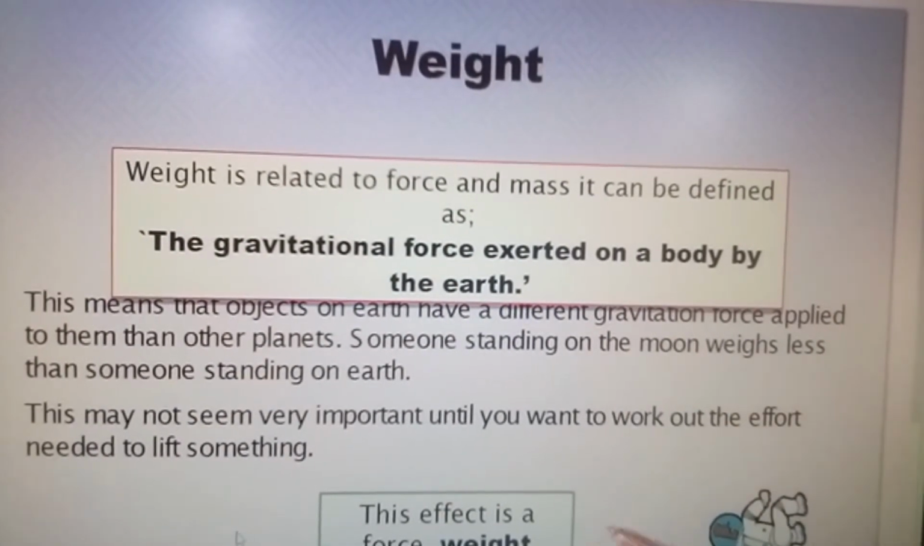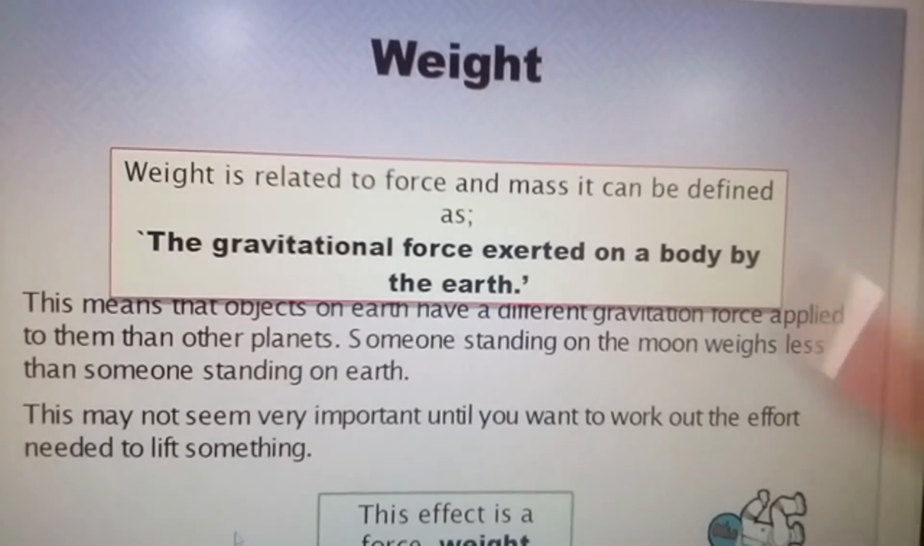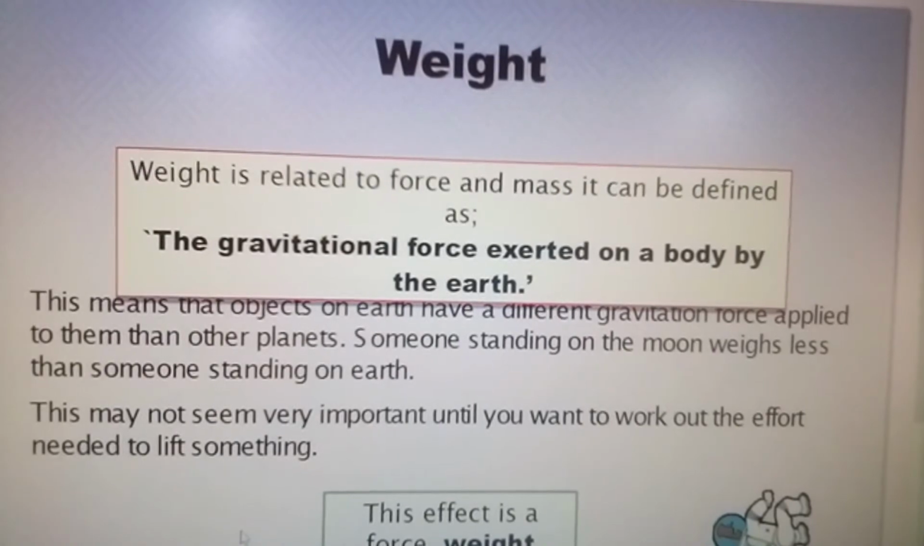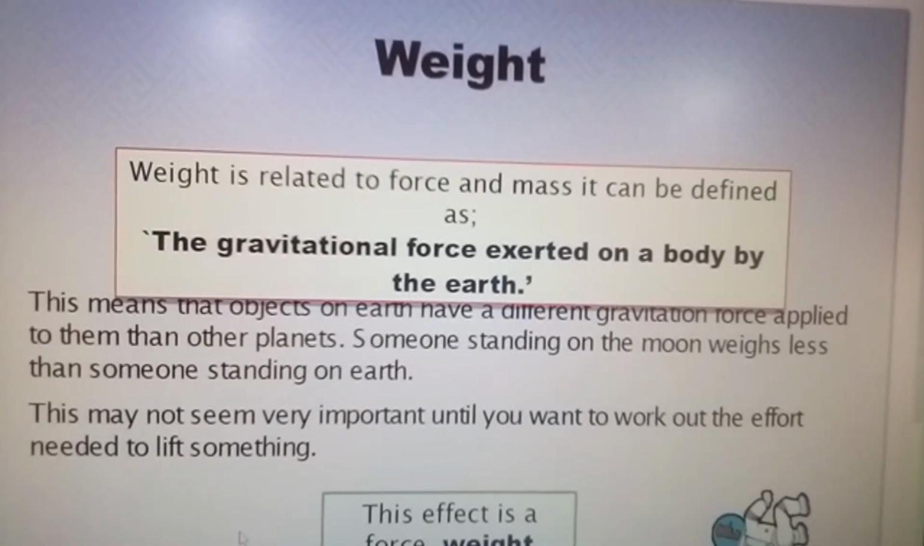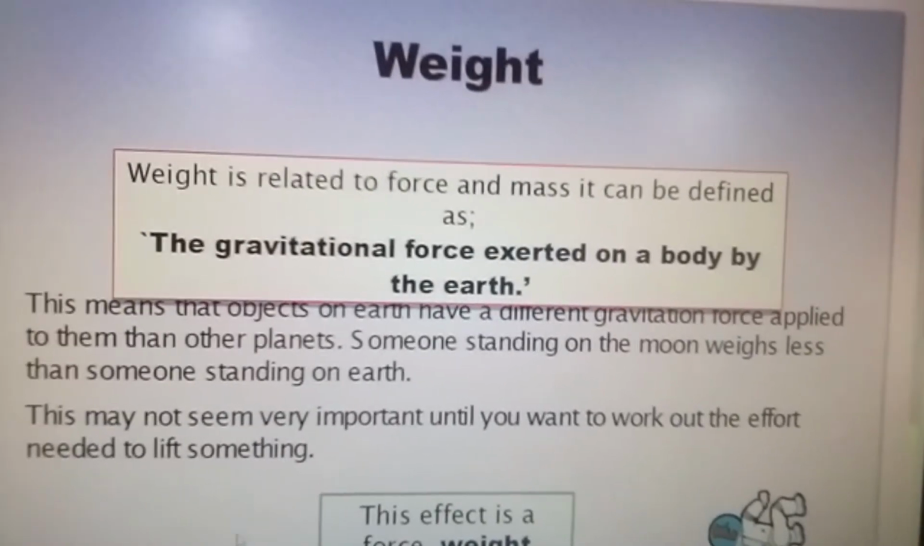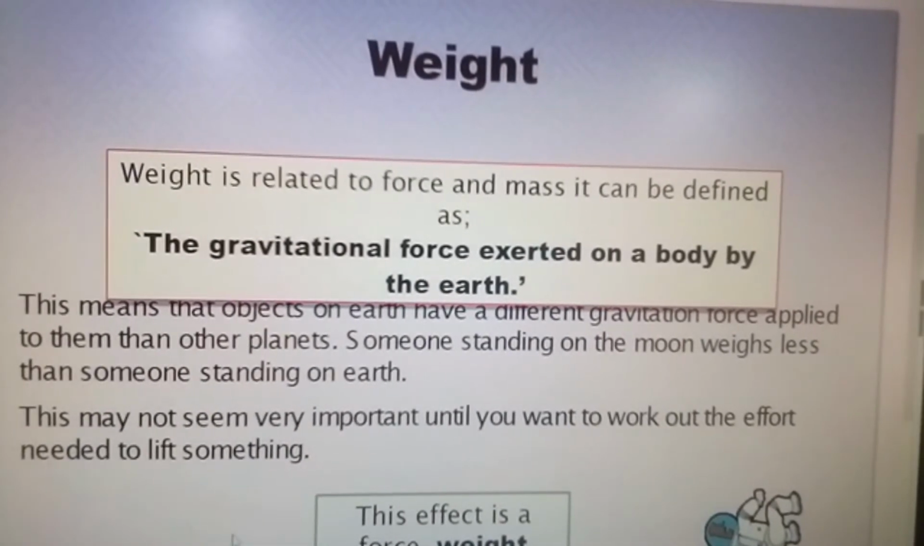And you can imagine trying to lift a rocket into space, the force you will need to get away from the Earth's gravitational force. Okay? This effect is a force weight.